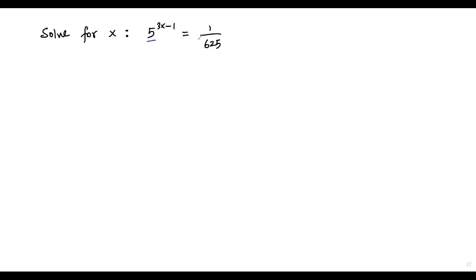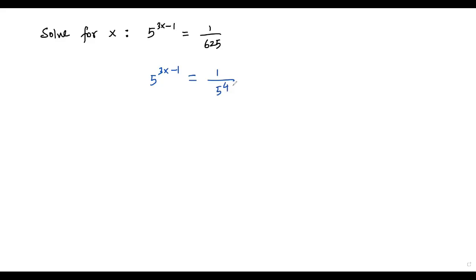So here the base is y. On the right side, we have a fraction with denominator 625. Actually, 625 is a power of 5. That is 5 to the 4th power equals 625. Now I'm going to write this 625 as 5 to the 4th power. Let me do it in the first step: 5 to the power 3x minus 1 equals 1 over 5 to the 4th power.